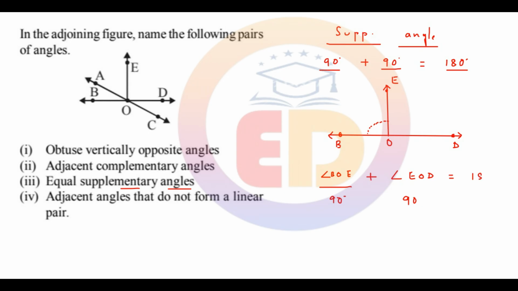will be 180 because both these angles are standing on a straight line BD. ये दोनों एंगल स्ट्रेट लाइन BD पर आ रहे हैं, और अगर ये दोनों स्ट्रेट लाइन BD पर आ रहे हैं तो इसका मतलब दोनों एंगल्स का सम 180 होना चाहिए. इंडिविजुअली दोनों 90 डिग्री एंगल्स हैं और उनका सम भी 180 है. So these are the two equal supplementary angles. एंगल इक्वल भी है, 90 each है और उनका सम भी 180 आ रहा है. So our answer is angle BOE and angle EOD.